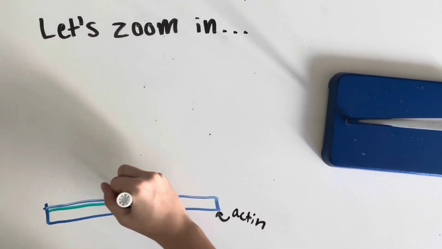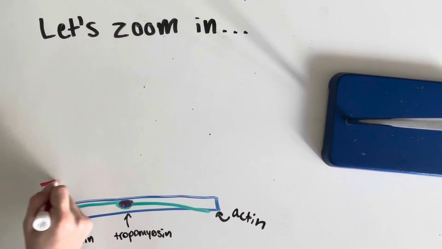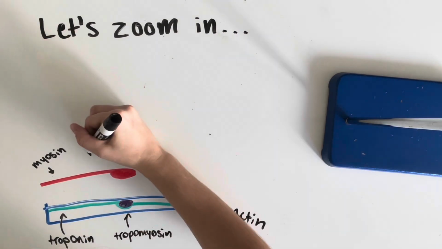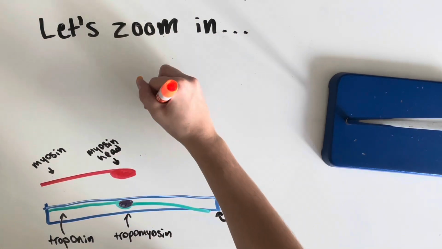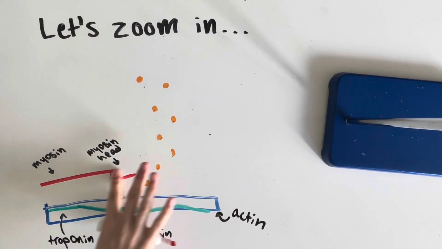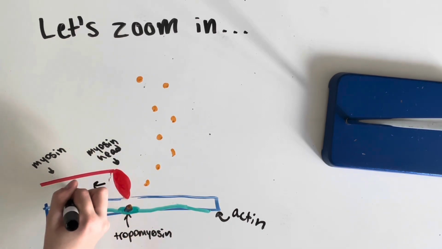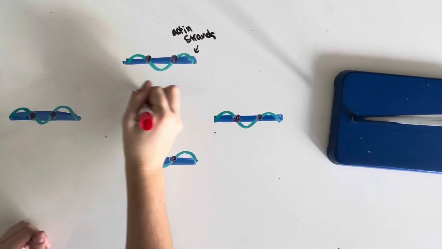Well, what happens next? Let's zoom in on our actin and our myosin. When calcium binds with protein troponin, the troponin moves the tropomyosin out of the way, and binding sites are unveiled. Myosin heads then bind with the actin, and with a little help from ATP, a myosin head performs a power stroke, which will be explained more later.